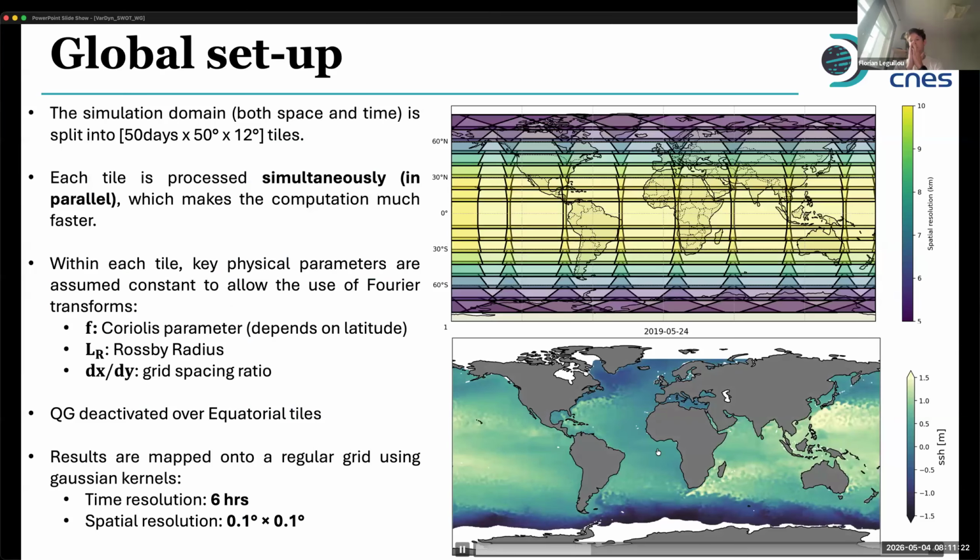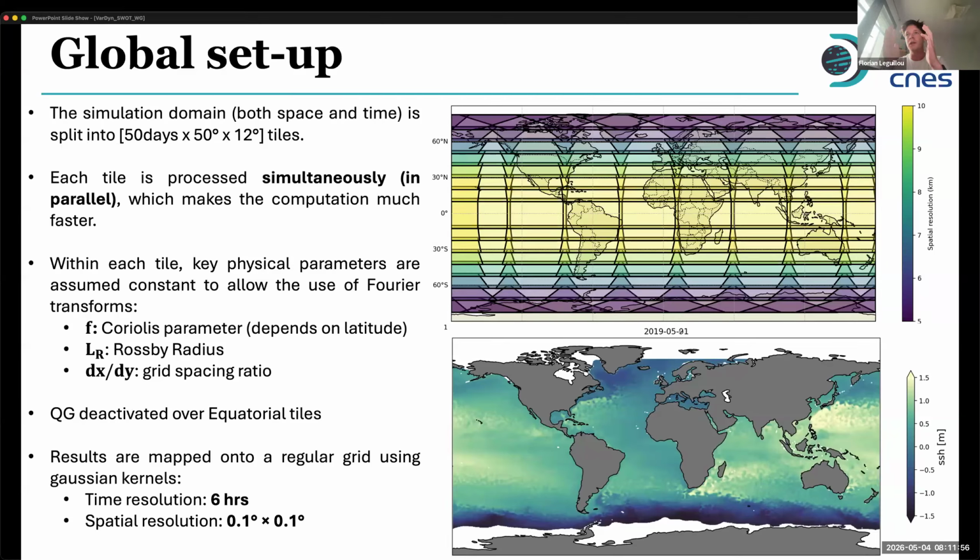And now, in terms of more engineering work, to produce a global product, we have followed this strategy: using tiles, so space and time tiles. So 50 days in time, 50 degrees in longitude, and 12 degrees in latitude. So here you have the drawing of all these tiles. They overlap in order to have, at the end, a smooth reconstruction in space and time.